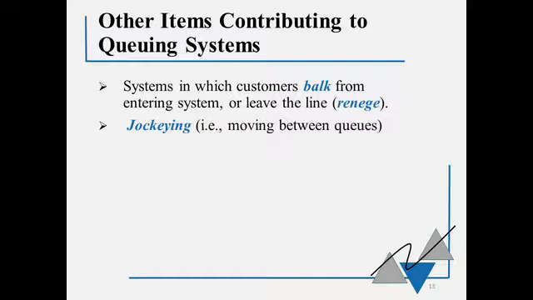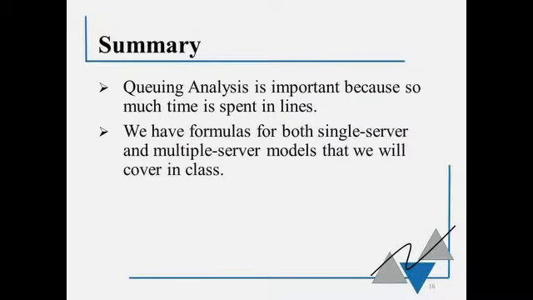Another definition is jockeying, where you move between the lines. You think the other line is moving faster, so you switch. And of course, as soon as you do that, then the line you were in before starts moving. That's called jockeying. In summary, queuing analysis is important because we do spend so much time in lines. In class, we'll cover the formulas for both the single server and multiple server models. We'll practice computing arrival rates and service rates.